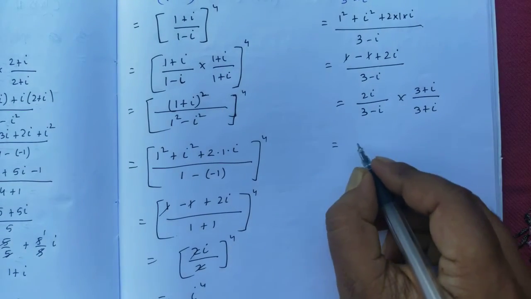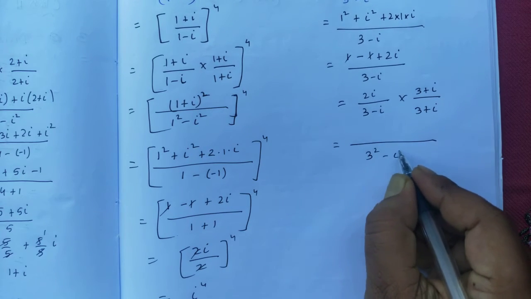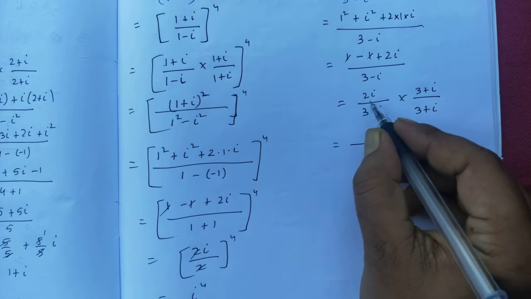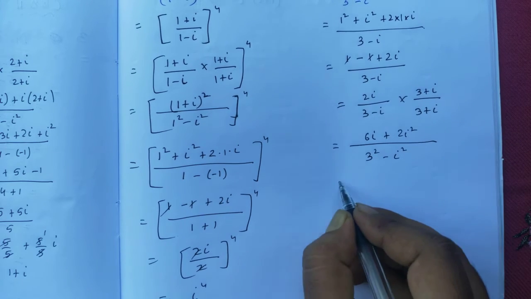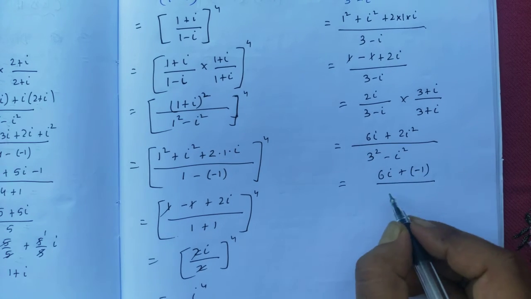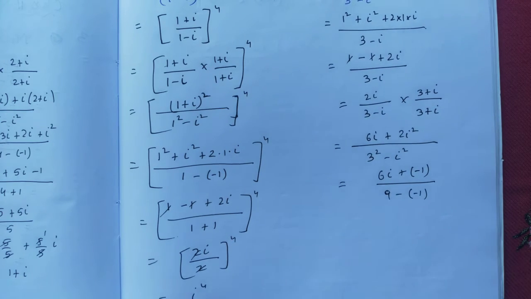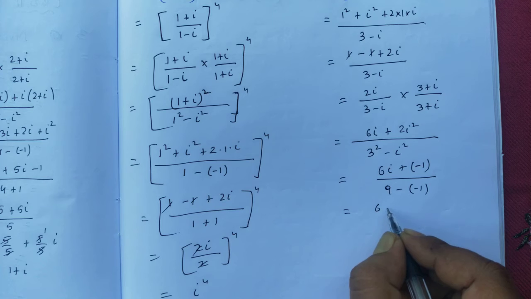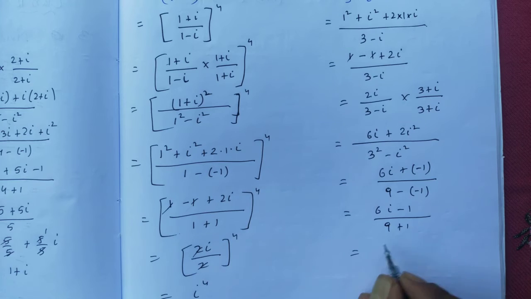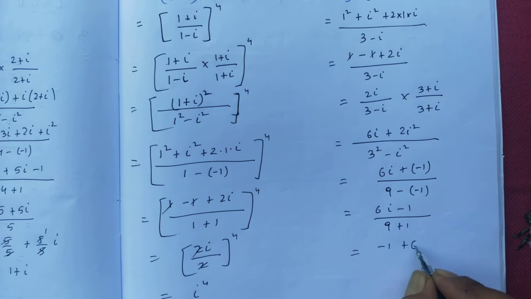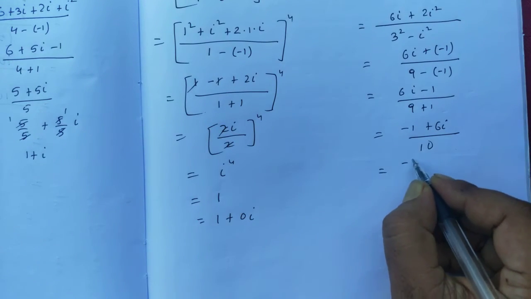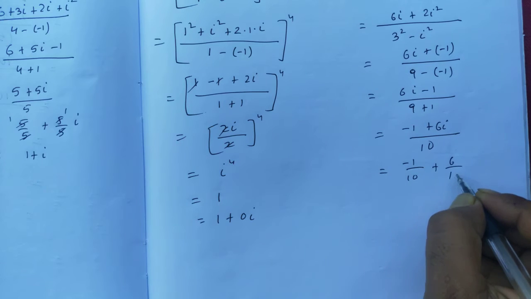So rationalize it. This one will be a square minus b square. This is when you multiply 2 into 3, 6i plus 2i square. 6i plus 2i square means my negative 1, 9 plus 1. So first you write the number, minus 1 plus 6i by 10. Now break it up: minus 1 by 10 plus 6 by 10 i.